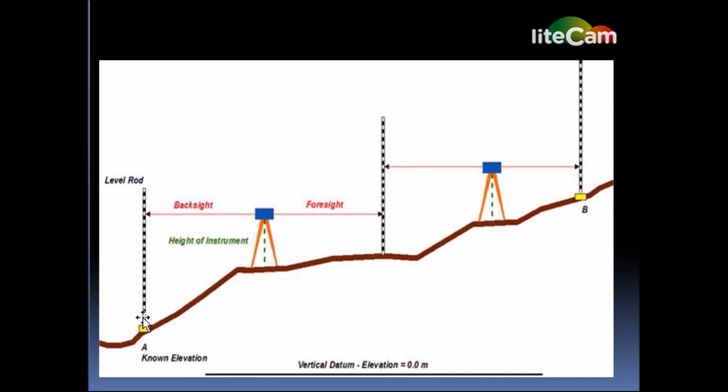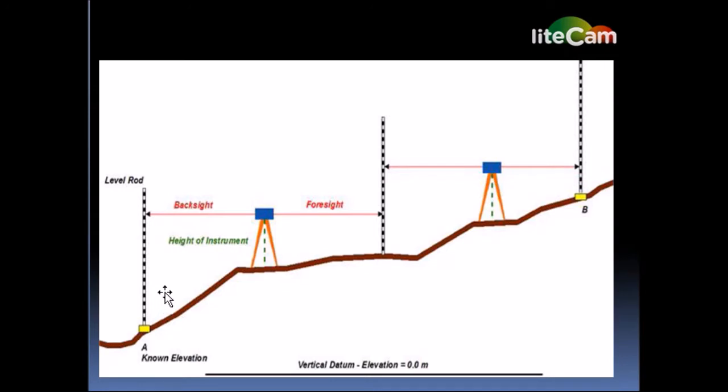The next one is reduced level. It is the height or depth of any point above or below any datum. So here the RL of the benchmark is from here to here. Reduced level of benchmark. This one.